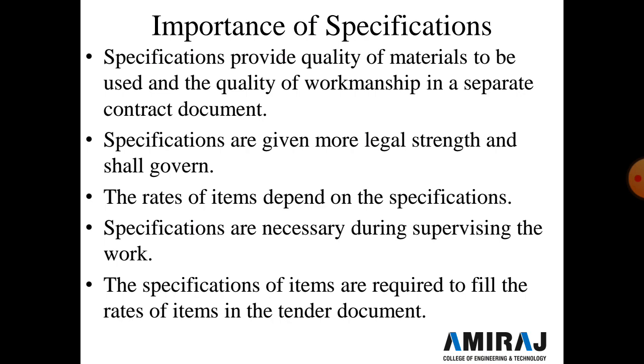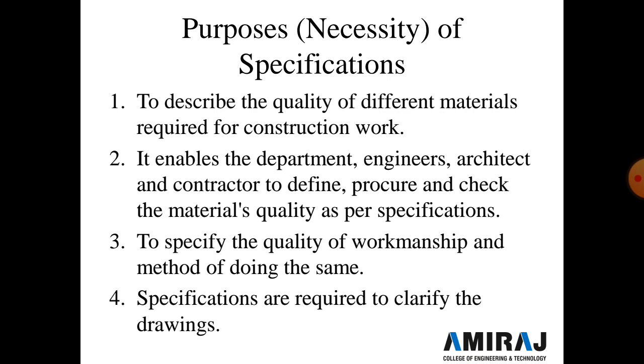Now in the next slide we discuss the purpose or necessity of a specification. Here the necessities are given one by one. First, to describe the quality of different materials required for the construction work. Different qualities and different types of material are available in the market, so which type of material we use in a particular work to complete the construction work, the description is easily given in a specification.